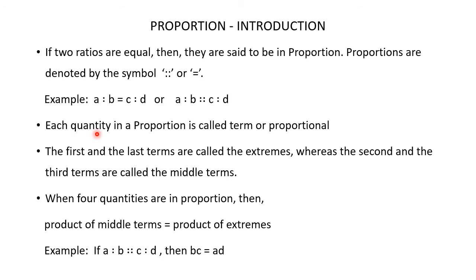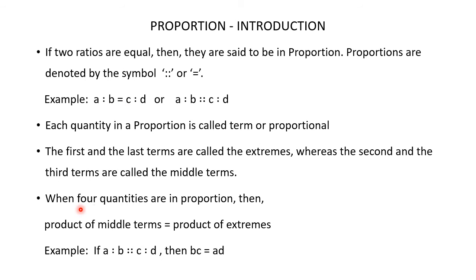Each quantity in a proportion is called a term or proportional. The first and the last terms are called the extremes, whereas the second and the third terms are called the middle terms. So in A is to B is equal to C is to D, A and D are called the extremes and B and C are the middle terms.